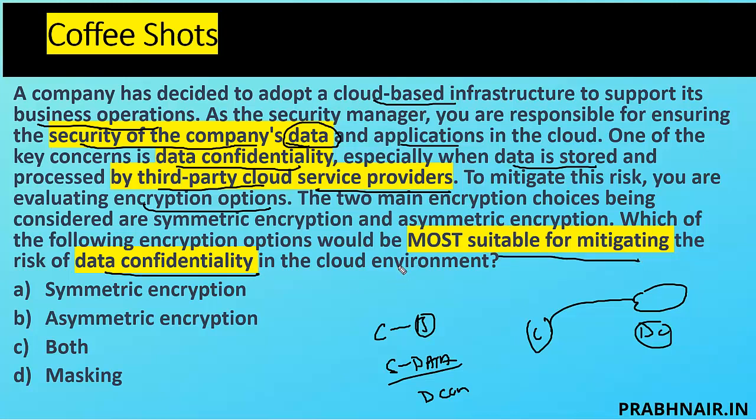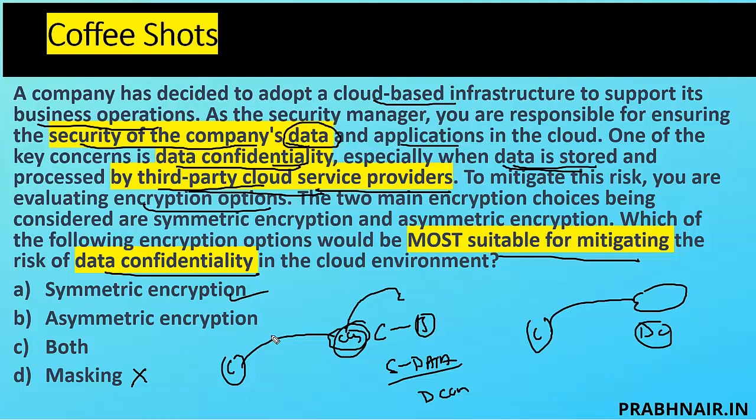3 keywords are there. One of the key concerns is data confidentiality, and data is stored and processed by a third party, because as a customer, when you're uploading data in the cloud, okay, how do you secure the data? Because there is a possibility an employee of the cloud provider is able to access my data. So masking will not be the solution. Only relying on symmetric encryption will not be the solution, because symmetric is used to encrypt the data. But what about sending data over the network? How are we going to exchange the session key?